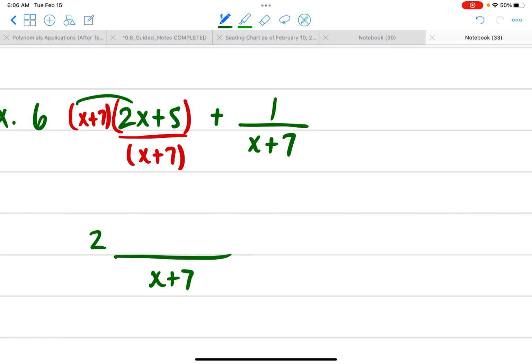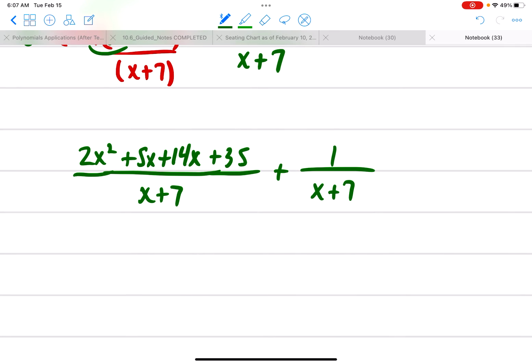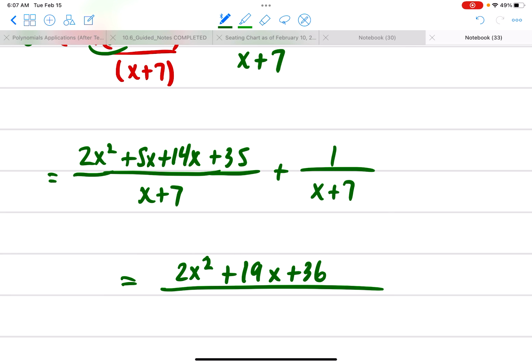So now this fraction over here on the left becomes, let's FOIL this, 2x squared plus 5x plus 14x plus 35. And then the one on the right here doesn't change. So our final answer for this one is going to be 2x squared plus 19x plus 36 over x plus 7.